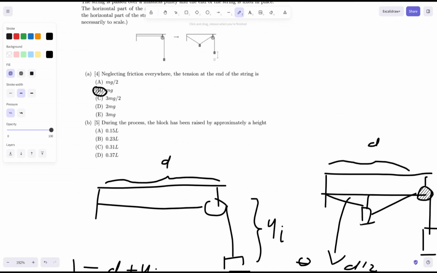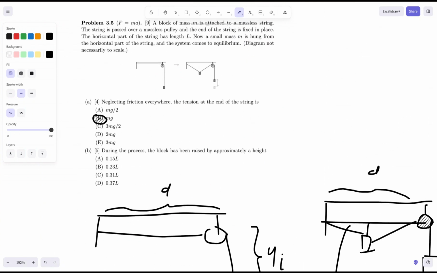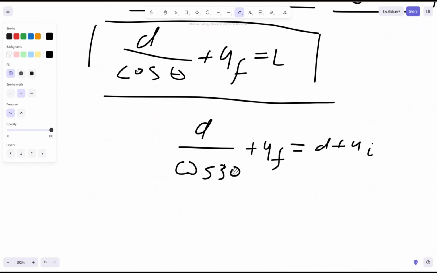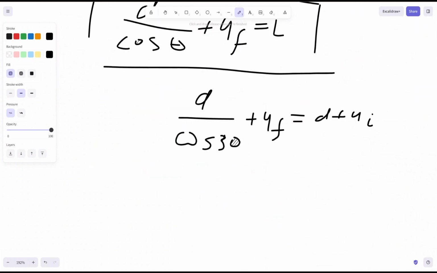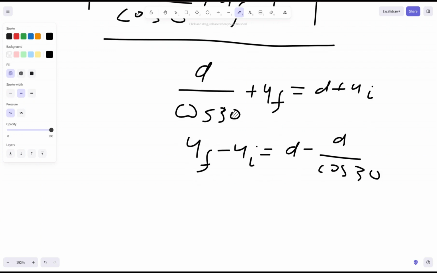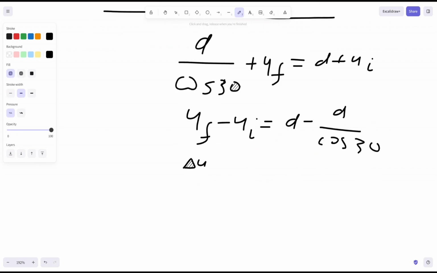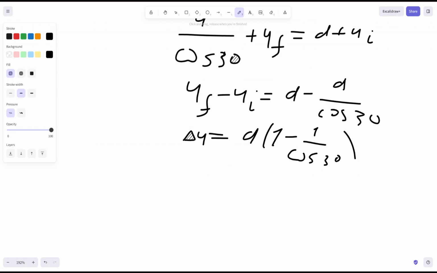And what are we solving for overall? We're solving for the change in the height. When we solve for the change in the height, we want YF minus Y initial. This is going to be the variable we want to solve for. And we get D minus D all over cosine 30. Let's just write this in a different notation. If we factor the D out, we get 1 minus 1 all over cosine 30. And we are very close to the answer. Too bad I don't have Desmos. I'm going to load that up real quick.